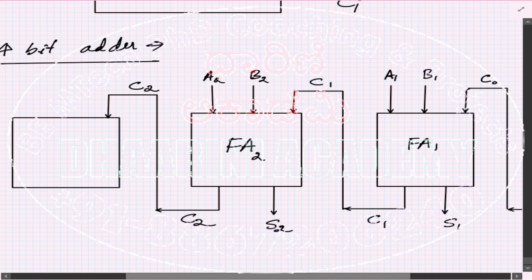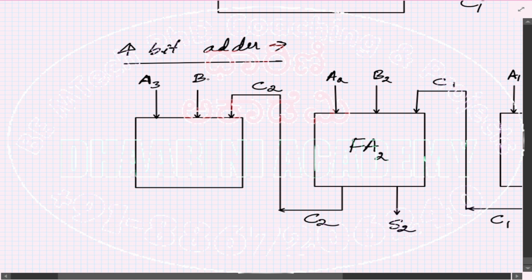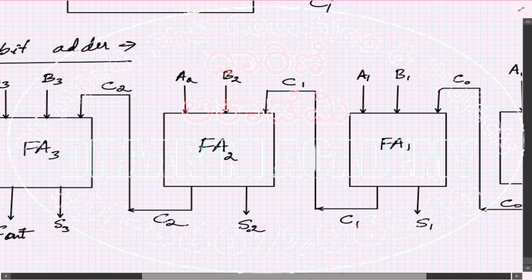That C2 itself is going to be the input carry for the next level, right? And here I provide more inputs. The third bits of both numbers are considered here. The fourth bits are A3 and B3. Okay, so this is full adder number 3. What are the notations for the outputs over here? One will be S3 and another will be actually C3, but there is no C3 now because it's a 4 bit. So the last one will be C out. Okay, output carry, C out.